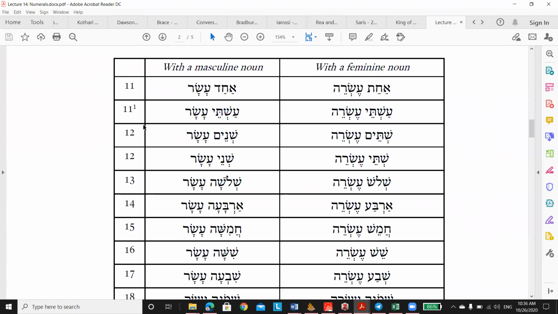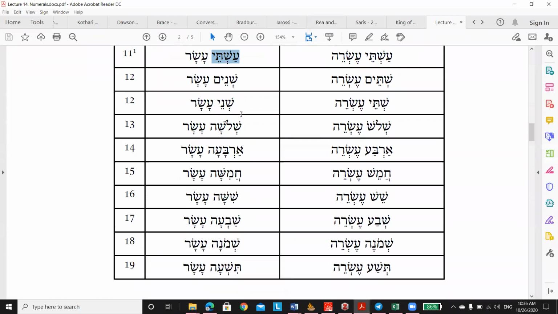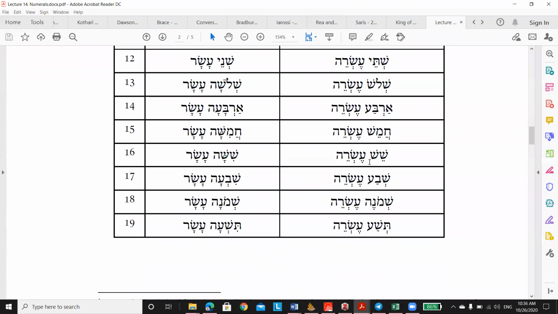For number 11, there are 2 ways it could be done. And this one, Ashte, as scholars say, is Akkadian influence. So it is borrowed from the Akkadian language. It doesn't occur very often, but sometimes you can find it. Okay, and everything else is clear.